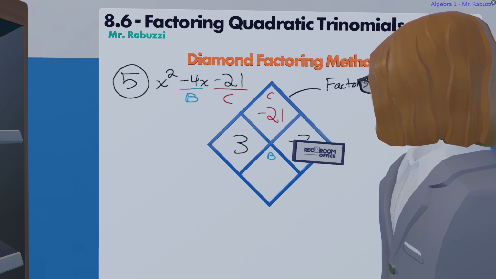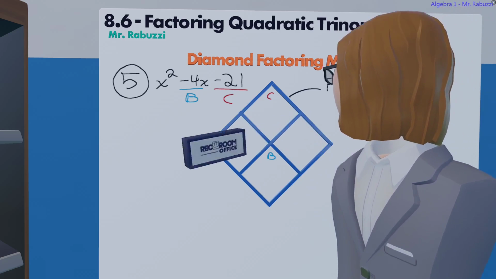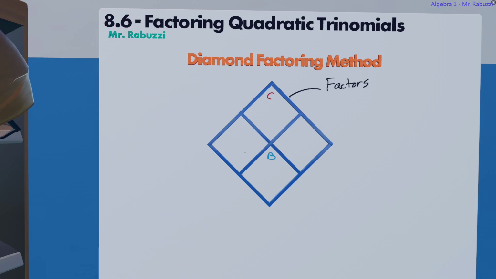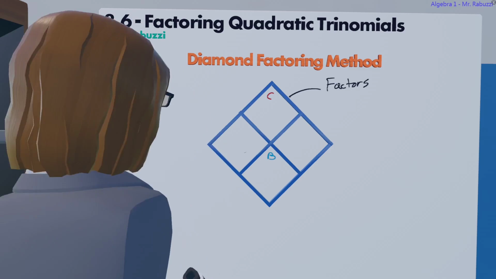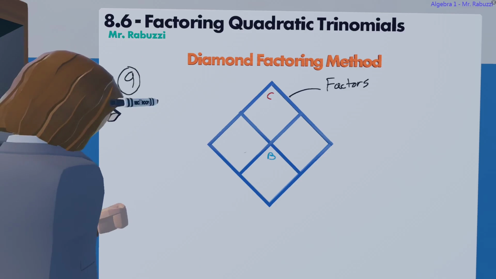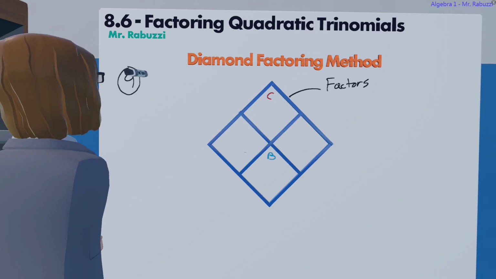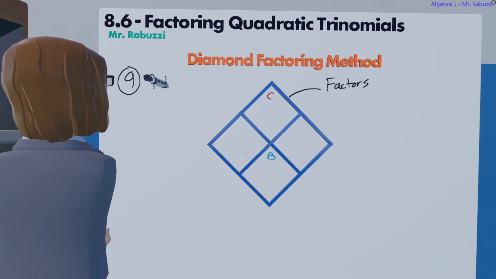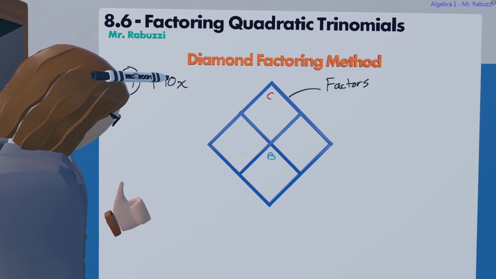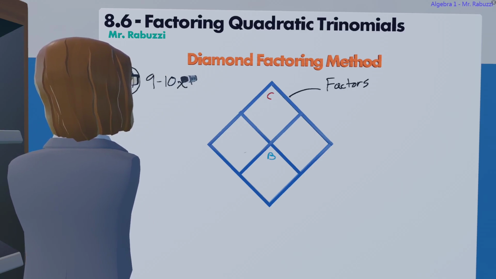All right. Let's move on to the next one. This is going to be number 9. And it is 9 minus 10x plus x squared.